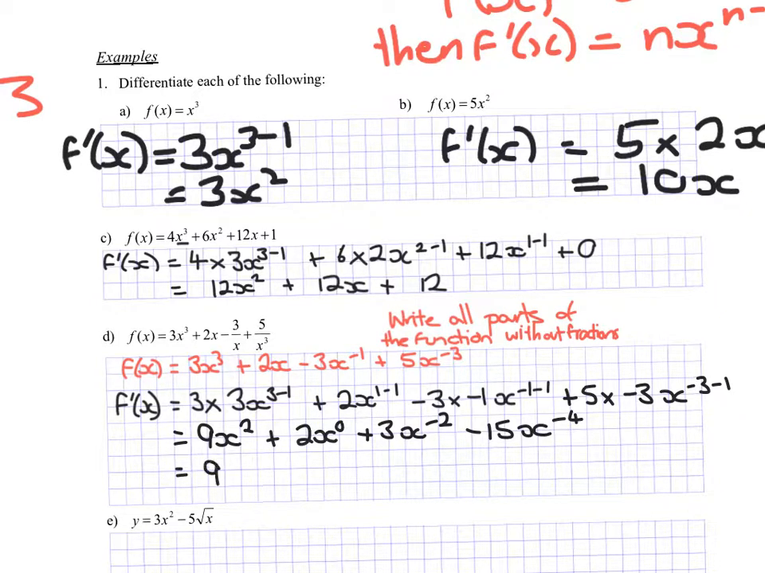All right, so that's going to equal 9x squared plus, now x to the 0 is just 1, so 9x squared plus 2 plus 3. Now you could write it as 3 over x squared, or you could leave it. It's fine if you left it as a negative power unless it specifically asks you to. Take 15 over x to the 4. And you've differentiated that one.